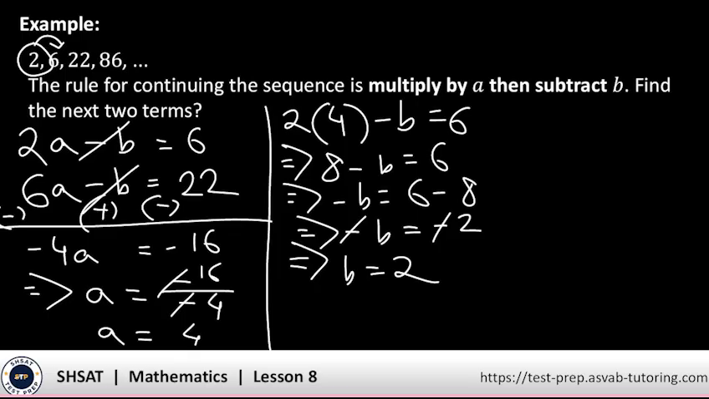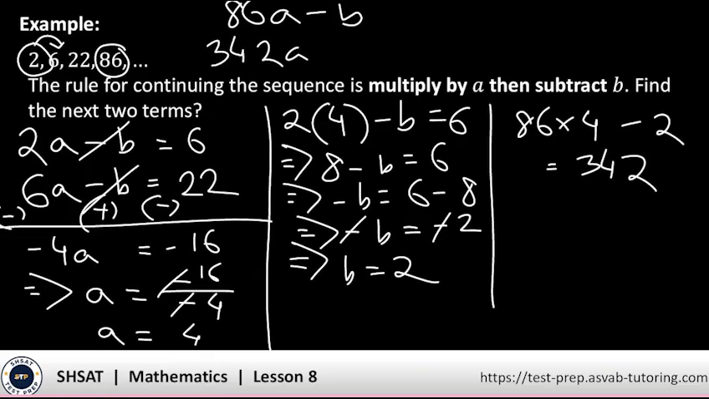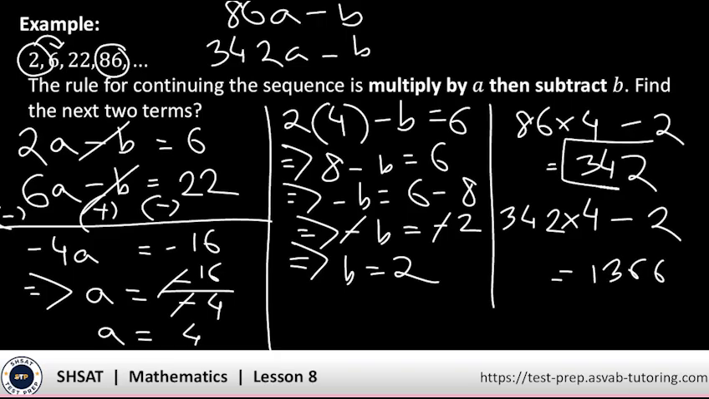To figure out the next two terms, what do I do? For the next term, because we already have 86 here, I should do 86 times A minus B, right? So that means 86 times A, which is 4, minus 2, which gives me 342. Again, for the next term, I need to do 342 times A minus B. That makes it 342 times 4 minus 2, which gives me 1366. So these are the two terms that are asked in the question.